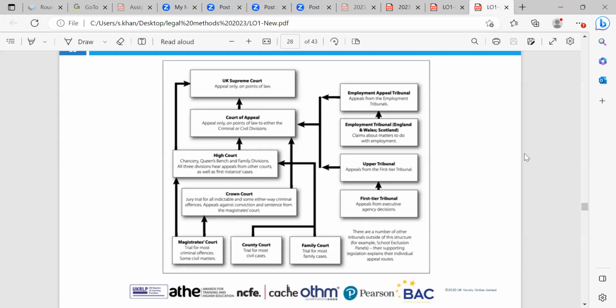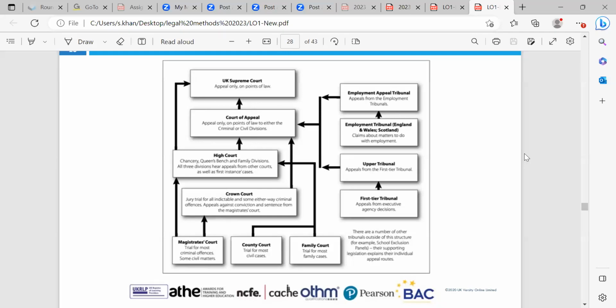Then if something can't be tried at the magistrates court, it will go to the Crown Court. That's just for indictable and some either-way criminal offences, and that could be things like murder or rape. Then there's the High Court, which has the Chancery, Queen's Bench and Family divisions, and they will hear the appeals from the Crown Court or the Magistrates Court or any of the other courts.